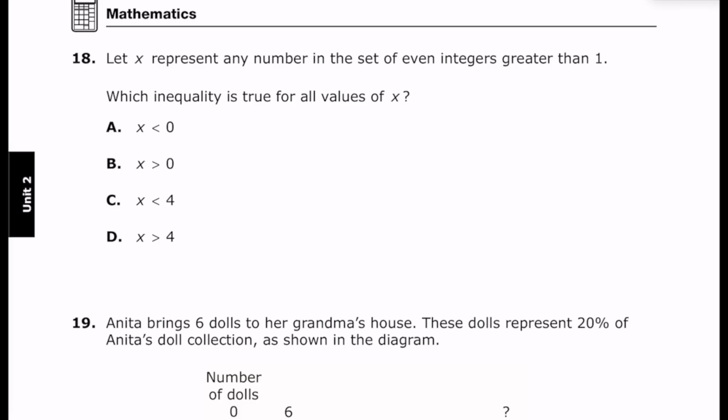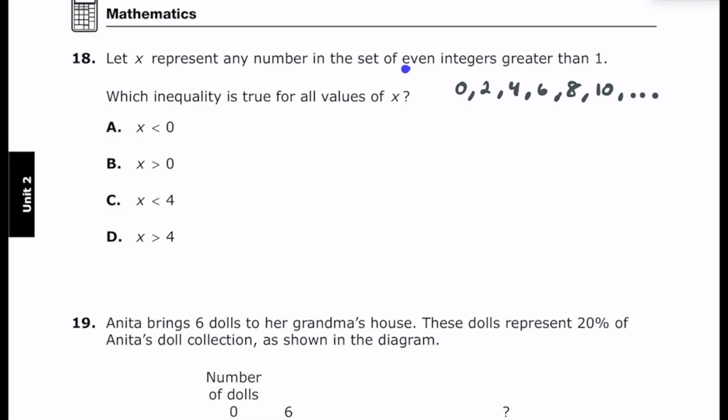It says, let x represent any number in the set of even integers greater than 1. Okay, so even integers, so let's think about what even means and integer means. Integers are no fractions, no decimals, and the first even integer would just be 0, and then we have 2, and then we have 4, and then 6, and then 8. And these are all the even integers, just to clarify, that are 0 or higher. There are negative integers as well.